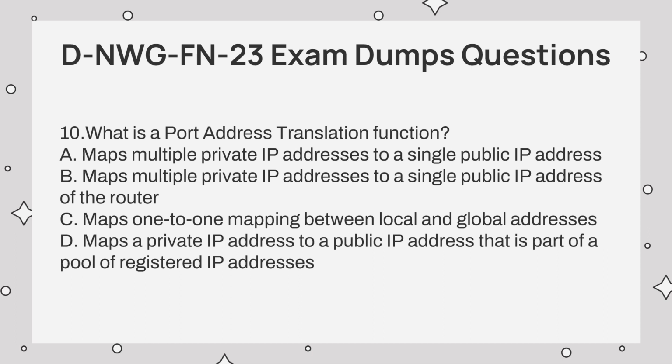10. What is a port address translation function? A. Maps multiple private IP addresses to a single public IP address. B. Maps multiple private IP addresses to a single public IP address of the router. C. Maps one-to-one mapping between local and global addresses. D. Maps a private IP address to a public IP address that is part of a pool of registered IP addresses.